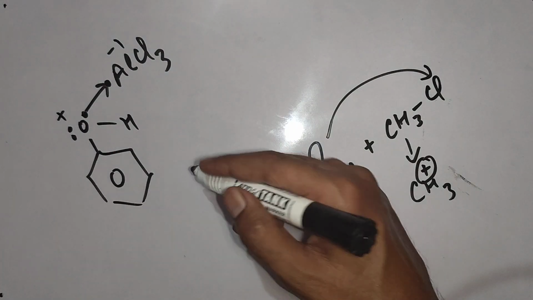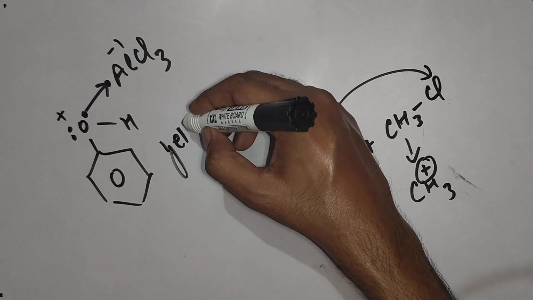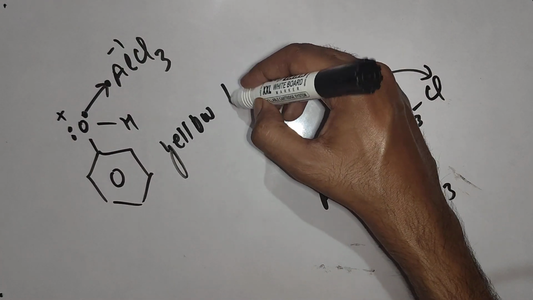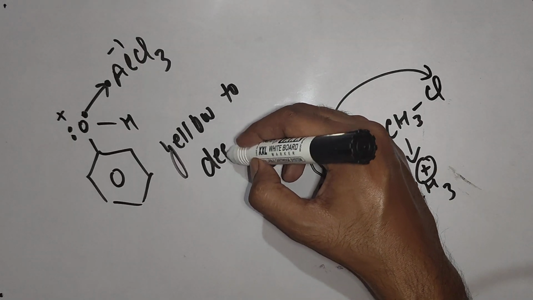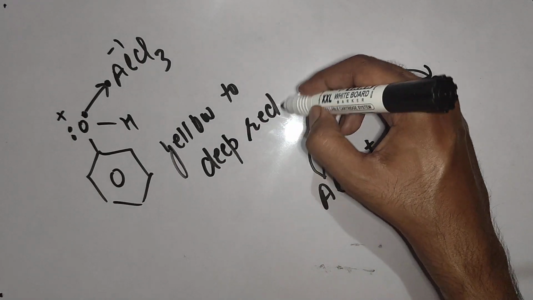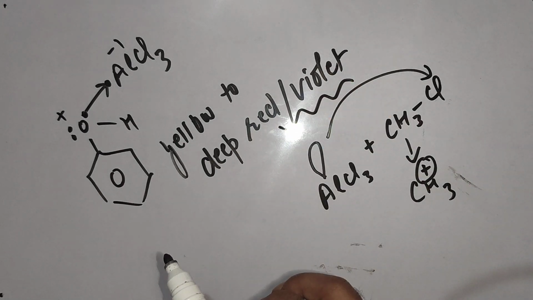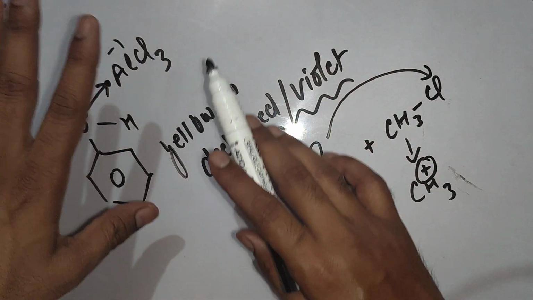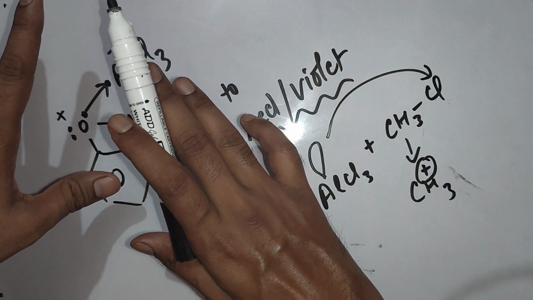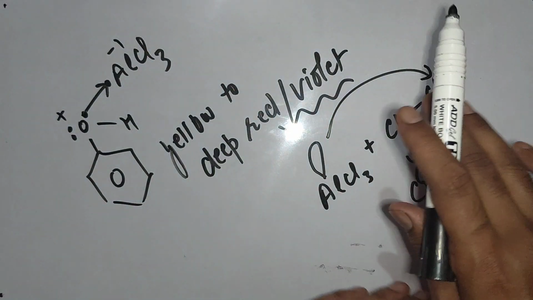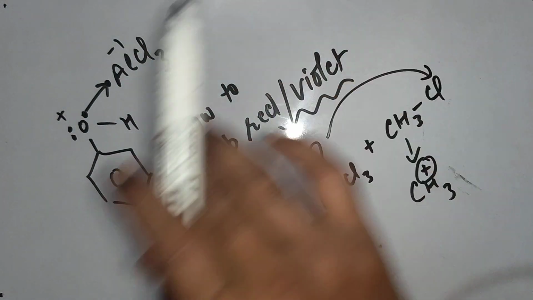And let me tell you the color of this compound. This compound can be yellow to deep red or violet colored. This is the problem. So because of this side reaction, our main reaction is suppressed a little bit.